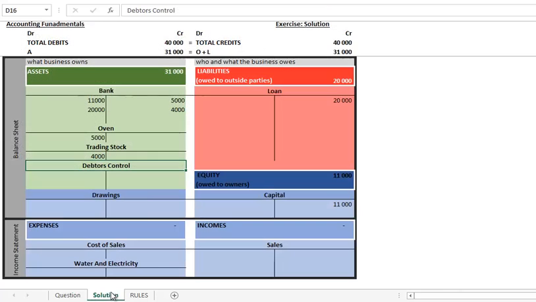Let's see how this works. The business is getting a debtor of 2,000 Rand, which is a promise of money coming in.